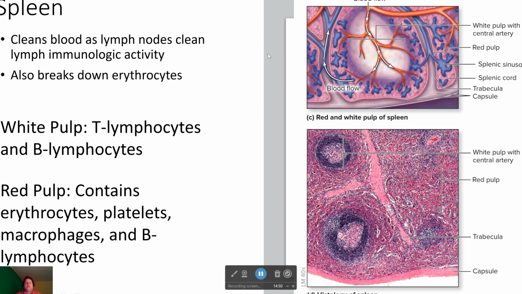So we've got two different types of tissues in the spleen. Okay, the white pulp, right here, and the red pulp. In the white pulp you find the T lymphocytes and B lymphocytes. Red pulp has the erythrocytes, platelets, macrophages. So in other words, it's checking out for foreign substances in the white pulp, and the red pulp is where the erythrocytes are being broken down. The red makes sense, right? Erythrocytes are red blood cells, so the red pulp would have that going on in it, and the white pulp would have the other immunological activities going on.